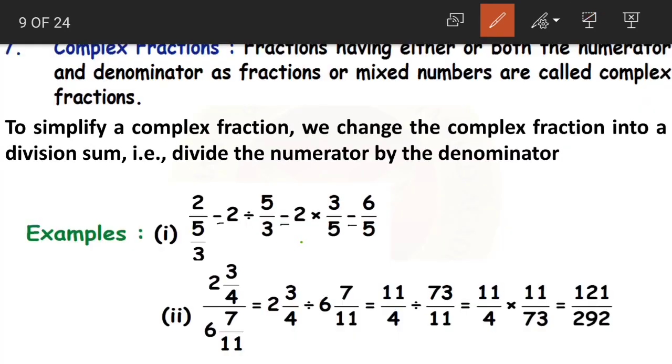Let us look at another example: 2 3 by 4 divided by 6 7 by 11. Now see, this is a very complex fraction. We have two mixed numbers, mixed numbers as both numerator and denominator.